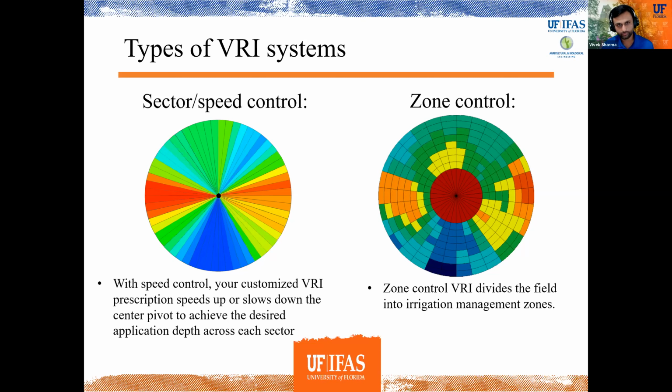There is another type of variable rate irrigation system, mostly used for research purposes, called the individual sprinkler control system, which we categorize under zone control. In a typical zone control system, your 5 to 6 nozzles apply the same amount of water, and the next 5 to 6 nozzles you can variably apply the water. But in an individual sprinkler control system, you have the ability to control the volume of water coming out from each sprinkler.